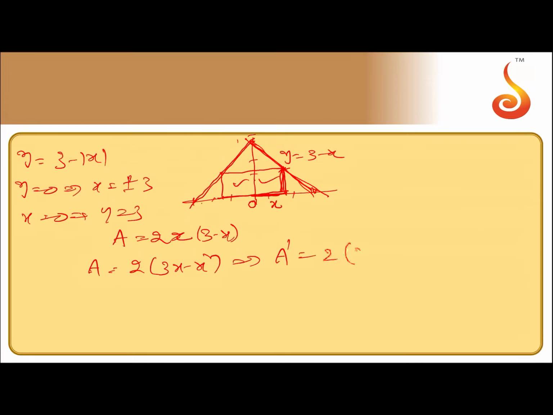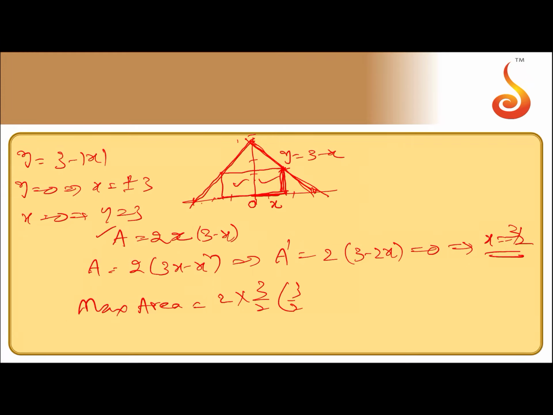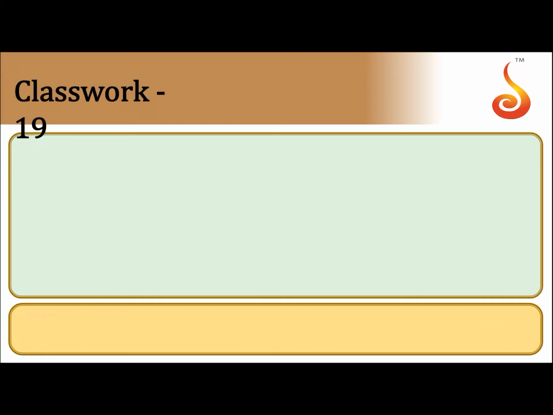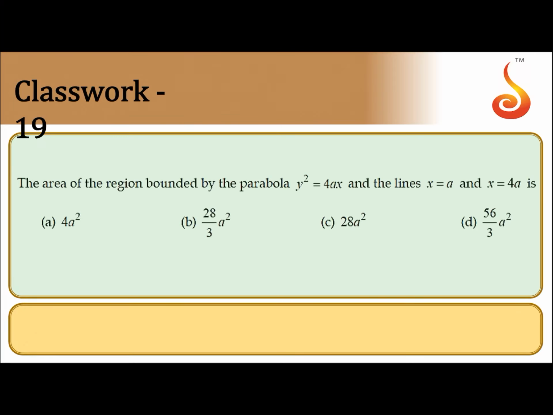So A dash is equal to twice 3 minus 2x, that is equal to 0, which gives us x equals 3 by 2. At this point, x equals 3 by 2, the area will be the maximum. So the maximum area is given by 2 into x, that is 3 by 2, multiplied by 3 minus 3 by 2, which is 3 by 2. So you will be getting 9 by 2. So the answer is equal to 9 by 2. None of these? Yes, 9 by 2. Okay, coming to the next one.